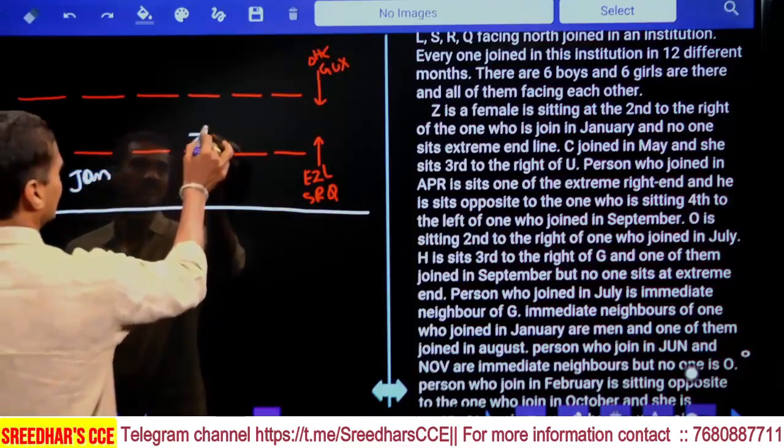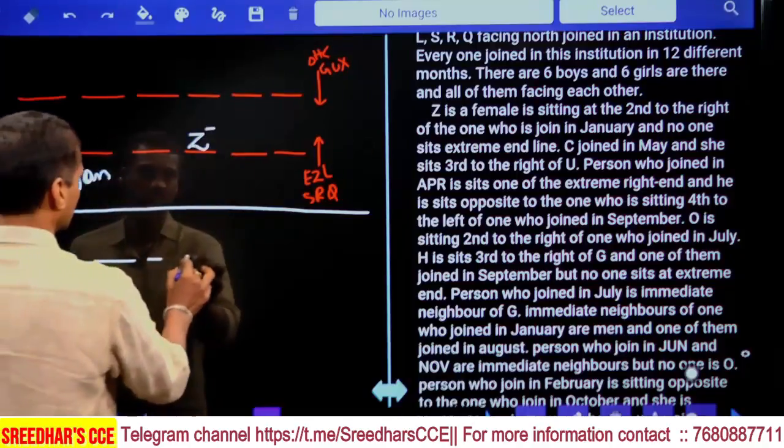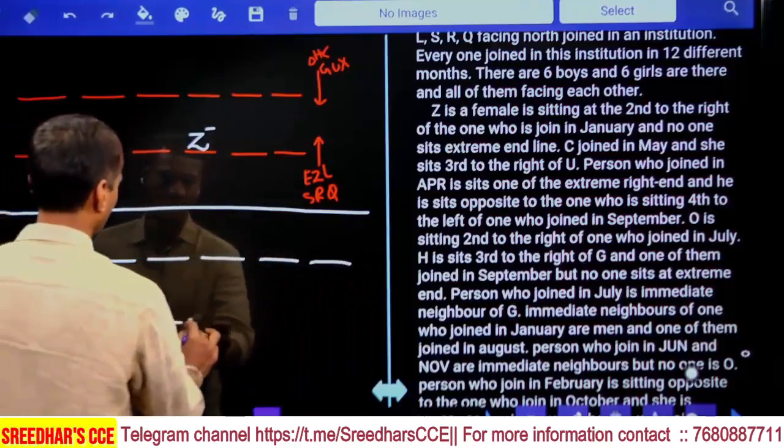Z, a female seated second to the right of the one who joined. That is the first case. Second case, 1, 2, 3, 4, 5, 6. Now in this one, 1, 2, 3, 4, 5, 6.